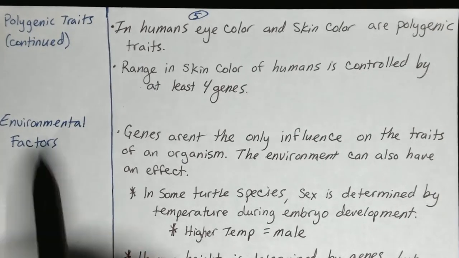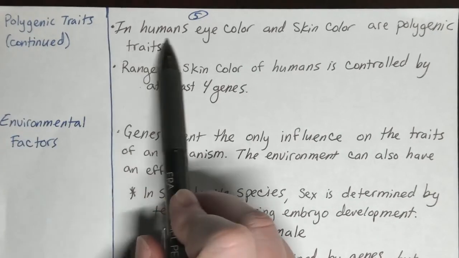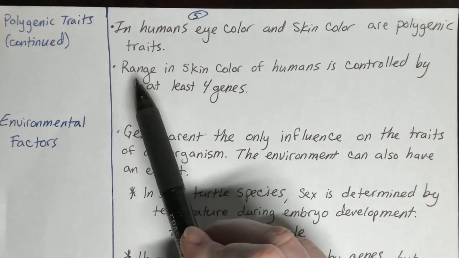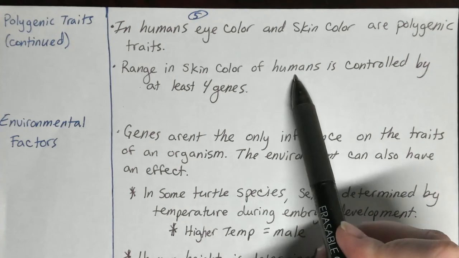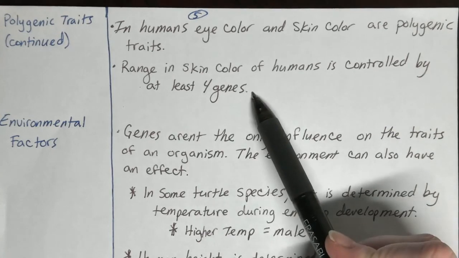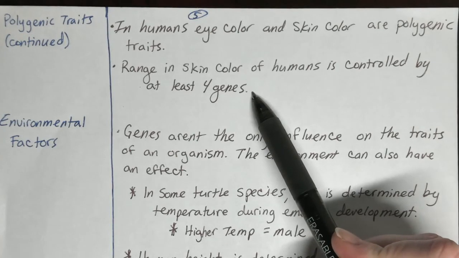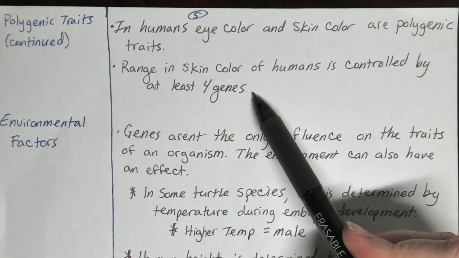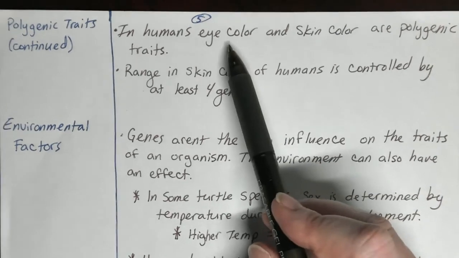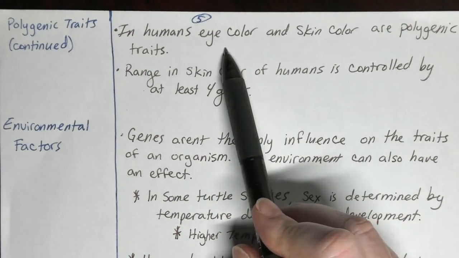All right, so polygenic traits continued. In humans, eye color and skin color are polygenic traits. The range in skin color of humans is controlled by at least 4 genes. So there are at least 4 genes that have been identified. There could be more, but 4 genes have already been identified that help to determine how much melanin we produce, whether we have a cool or a warm skin tone, and all sorts of things like that, which determine our skin color.